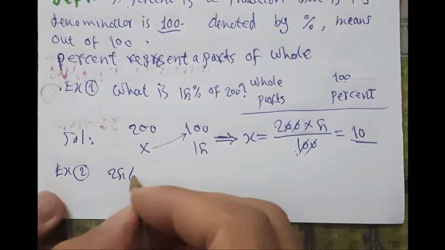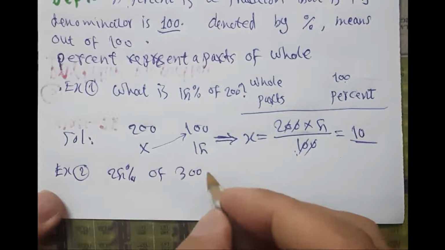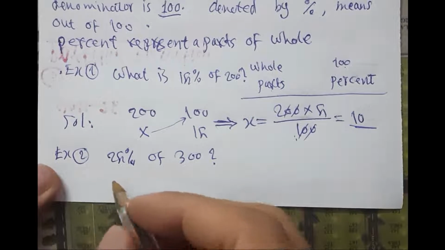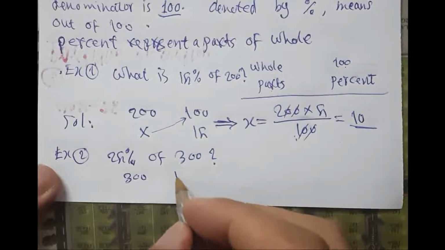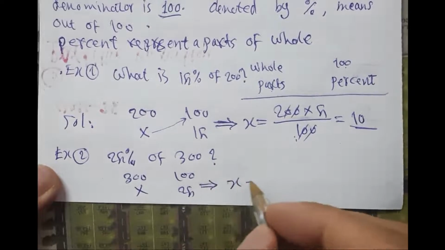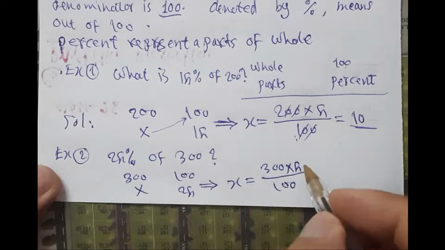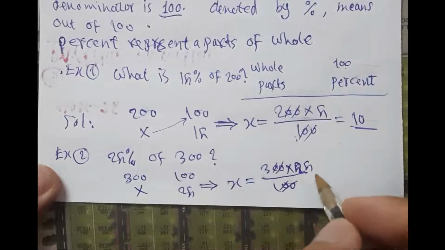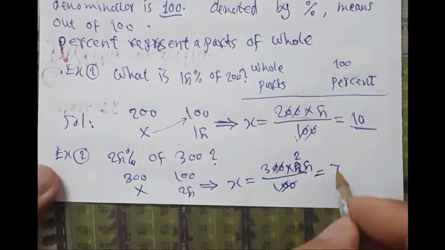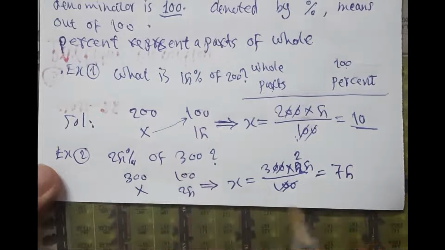Example 2. 25% of 300. We want to find this. Okay. Whole, we have whole 300, 100, 25. It is x is equal to 300 multiplied by 25 over 100. 0, 0 cancel, 3 multiplied by 25, 75. 25% of 300 is 75.